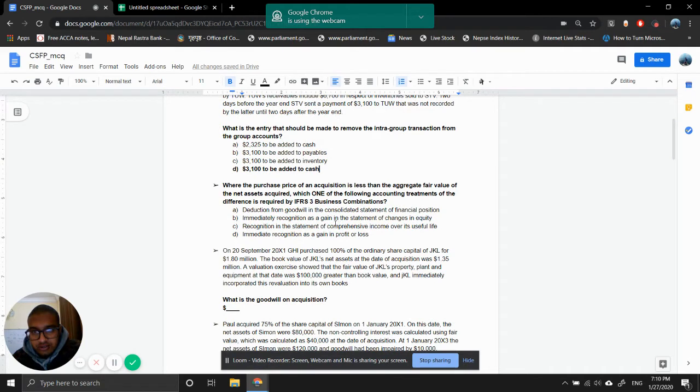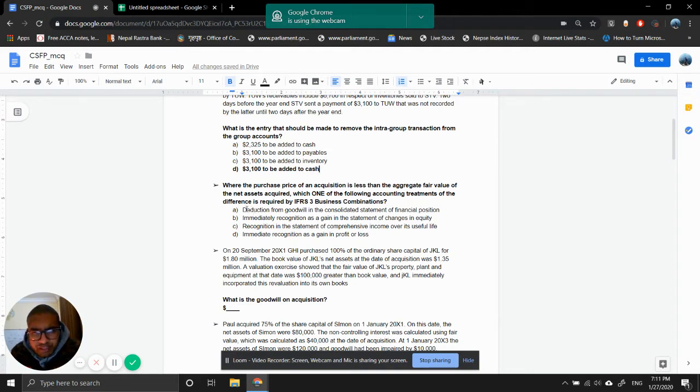And then after that, let's look at the next question. Where the purchase price of an acquisition is less than the aggregate fair value of the net assets, which one of the following accounting treatments of the difference is required by IFRS 3 Business Combinations? They are talking about negative goodwill, or you could say capital reserve, but negative goodwill is the appropriate word that IFRS 3 talks about. So in this case you would have charged it directly to SOPL. Okay, so let's see our options.